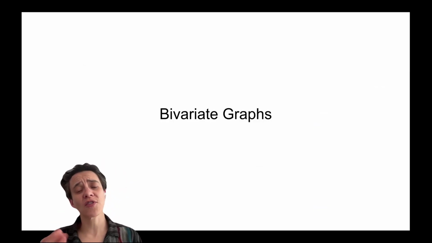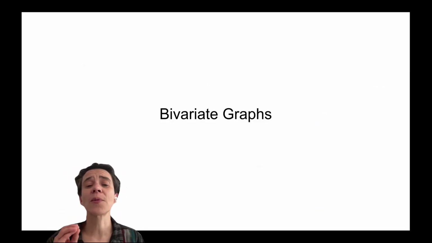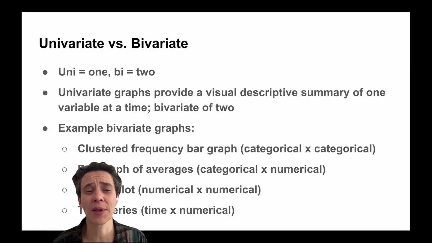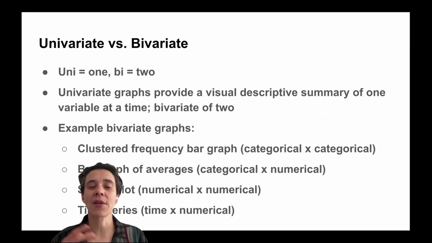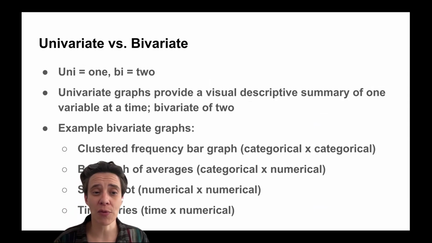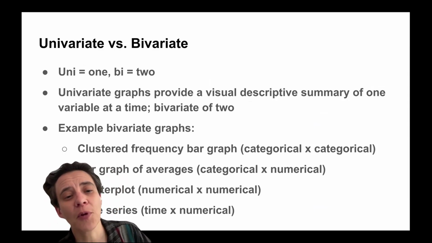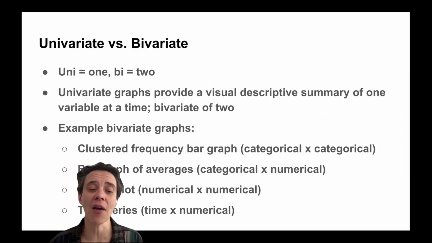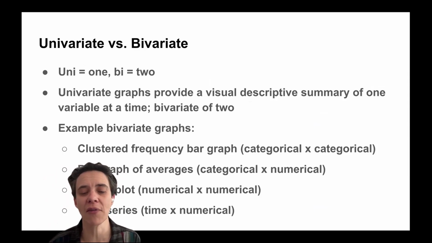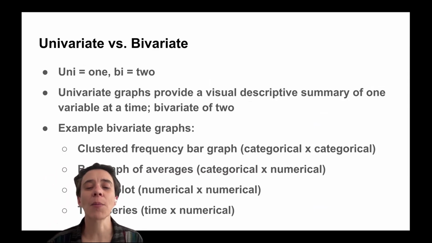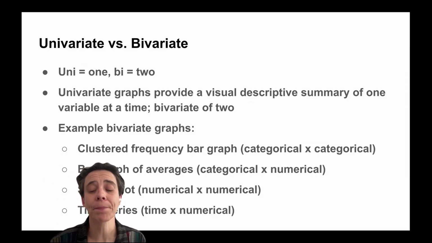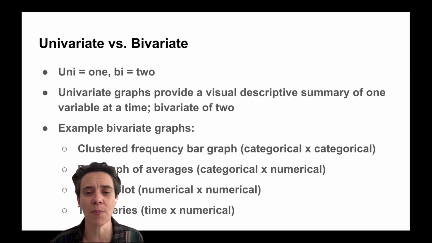Now, we're almost done with this chunk, but I'm going to go briefly over some bivariate and multivariate graphs. So uni means one, bi means two. Univariate graphs, the ones we just went over, provide a visual descriptive summary of just one variable. Bivariate, two variables. Multivariate, three variables. So some examples of bivariate graphs. The one that's covered in this section of the book is a time series graph, and we'll talk about those in a minute. But I'm also going to talk briefly about some of the other graphs we'll run across later on. So a clustered frequency bar graph.